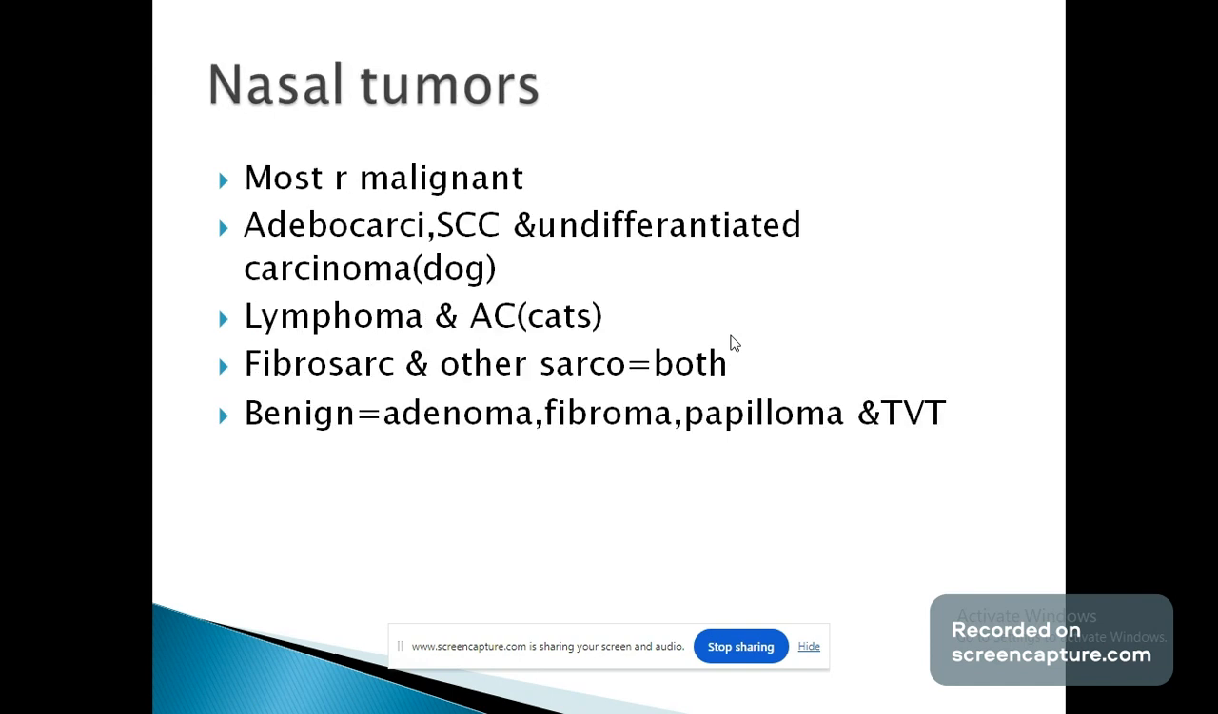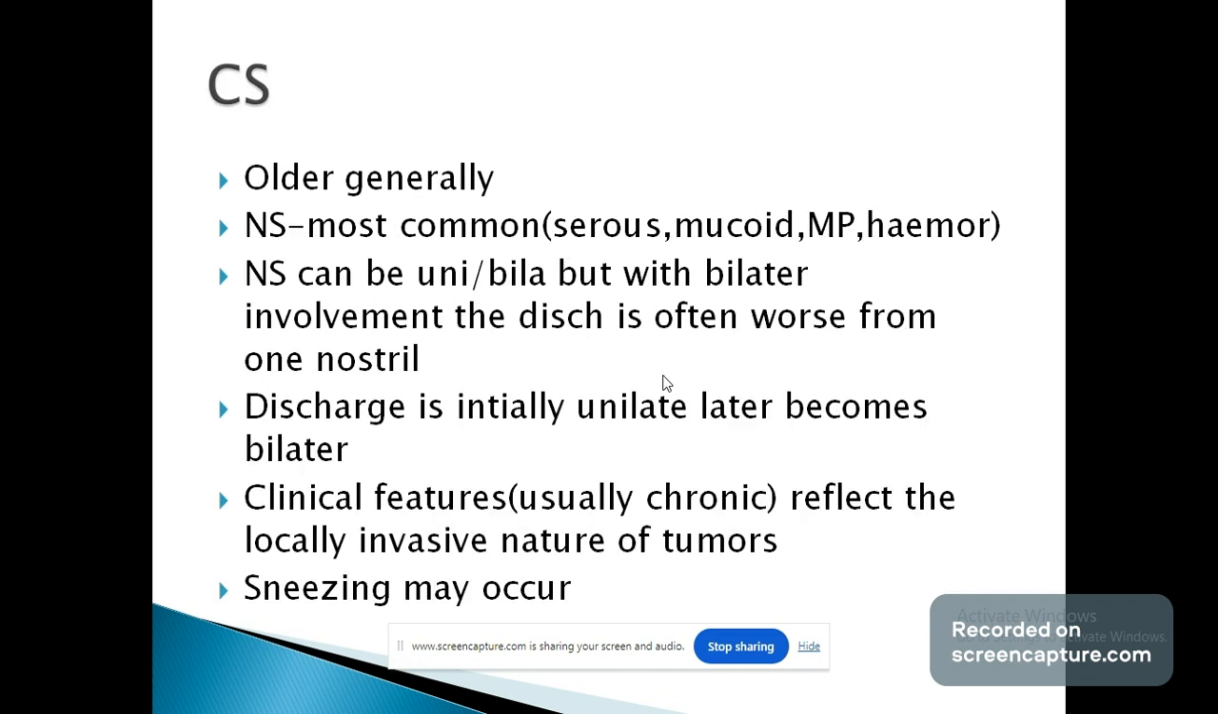Treatment is surgery. Nasal tumors: most of the nasal tumors are malignant. In dogs, adenocarcinoma, squamous cell carcinoma, and undifferentiated carcinoma are observed. In cats, lymphoma and adenocarcinoma are common nasal tumors. Fibrosarcoma and other sarcomas are common in both species. Benign nasal tumors are adenoma, fibroma, papilloma, and transmissible venereal tumor, TVT.